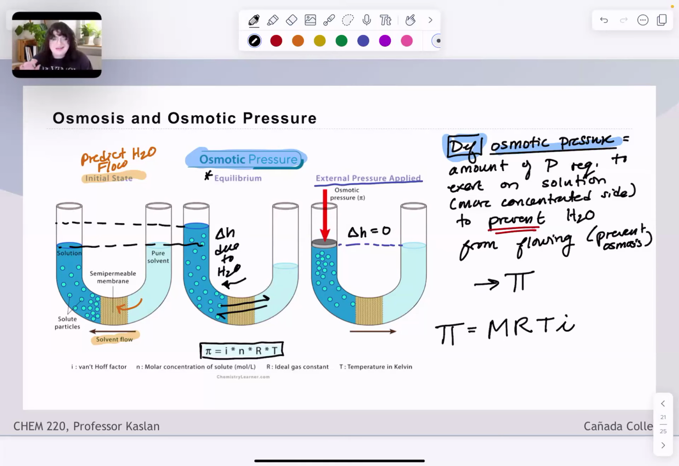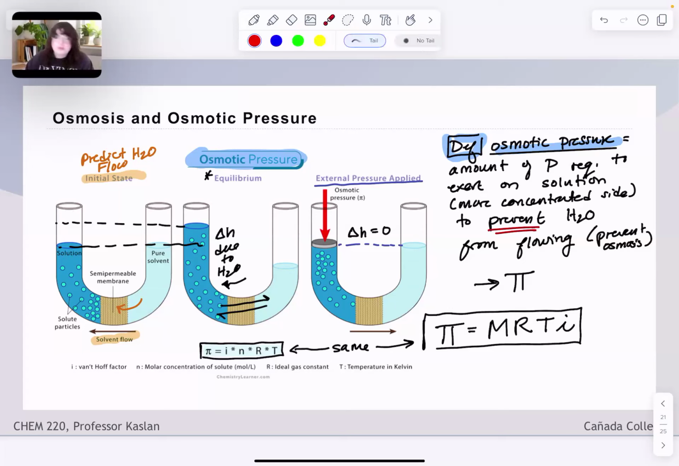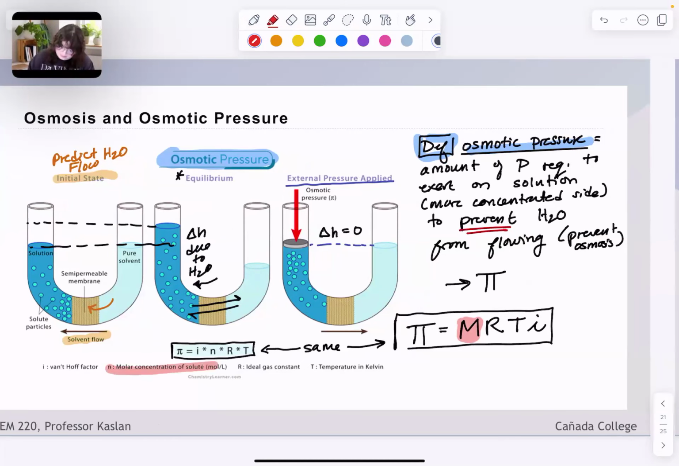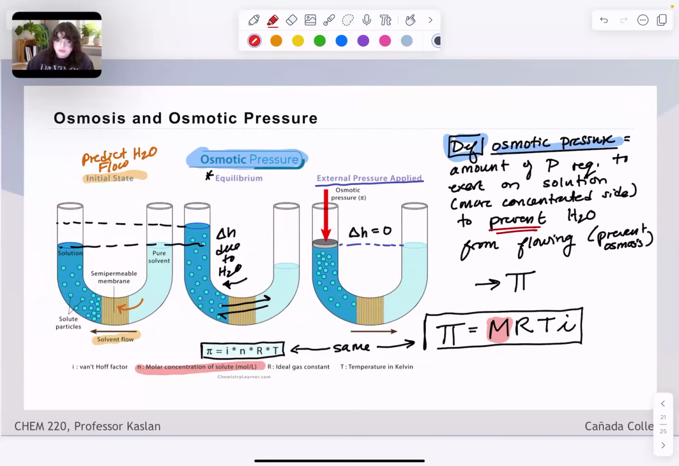And I write my expression for osmotic pressure this way instead of this way, even though they're the same thing, because I like to remember this equation as pi is equal to Marty, MRTI. So we have M, concentration in moles per liter.